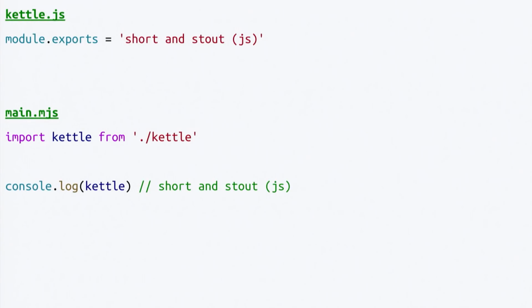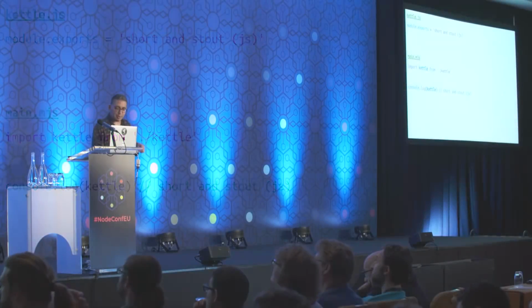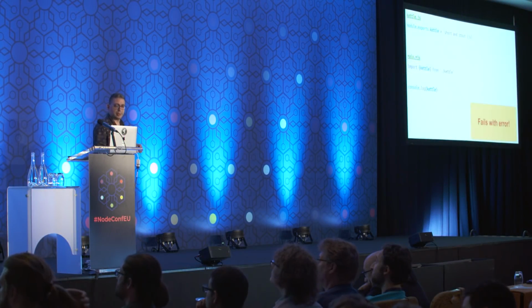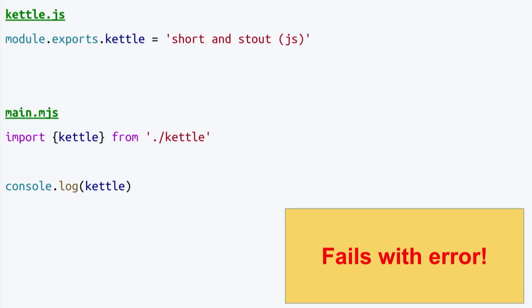It seems that I can use import, but only default import. So I have main.mjs, and I want to import kettle.js, which is a CJS module. I can do that using import. One of the words in the Node.js modules group is transparent interoperability. So this works. But this doesn't work because named exports are not available, cannot be used.